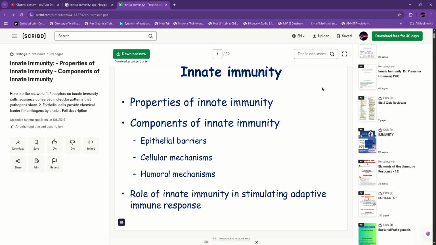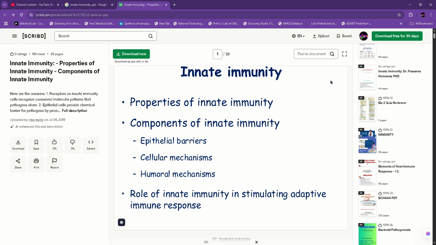Hello viewers. So today we have to dive into the innate immunity. Innate immunity is the part of the immune system which is the first line of defense against pathogens. Innate immunity is due to anatomical barriers, physiological barriers, or phagocytic barriers.